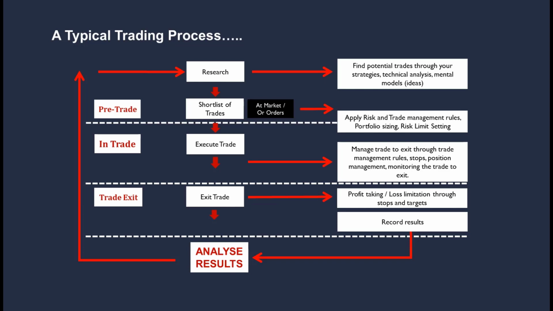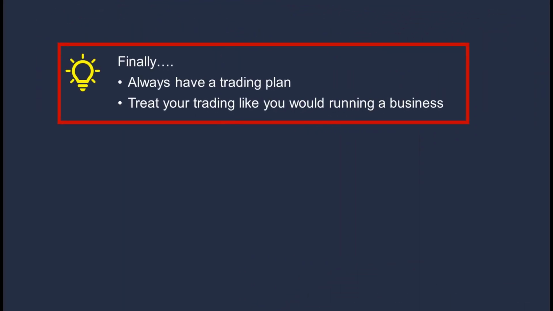Then we analyze those results, and that process spins round and round and round like a washing machine until you come out with a more consistent approach. And this is what Darvas did. He tried and regurgitated and rethought and built up and up over time, over many iterations, until he came out with his successful winning strategy. So remember, final tip here, always have a trading plan and treat your trading plan like you were running your own business.